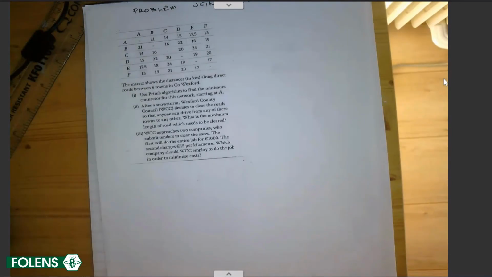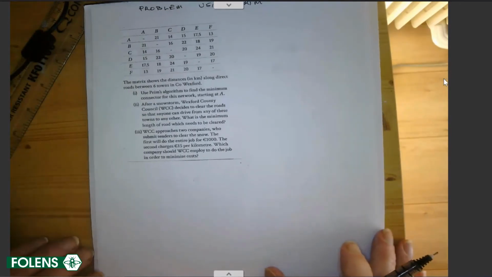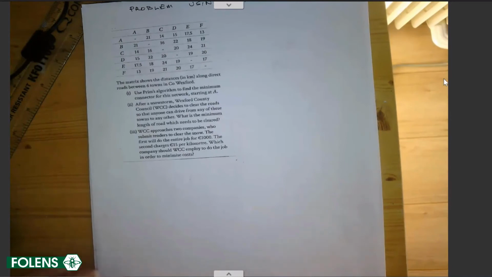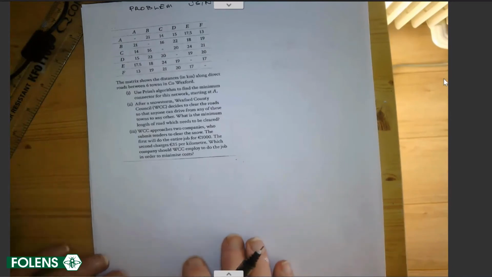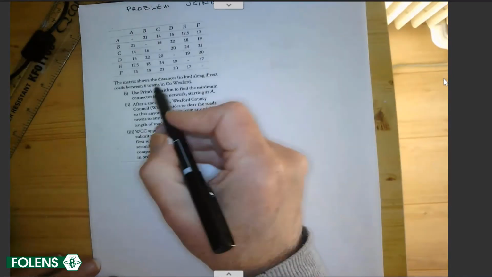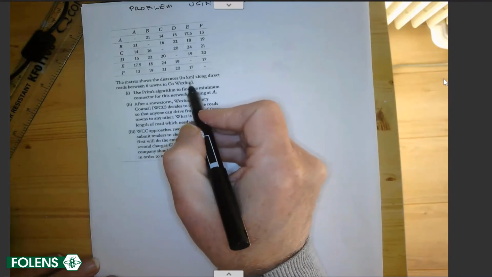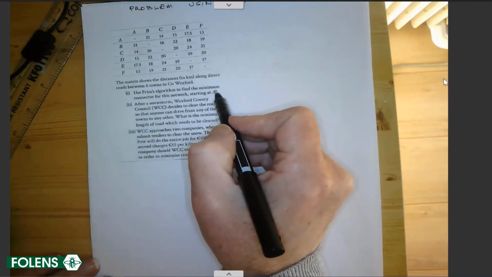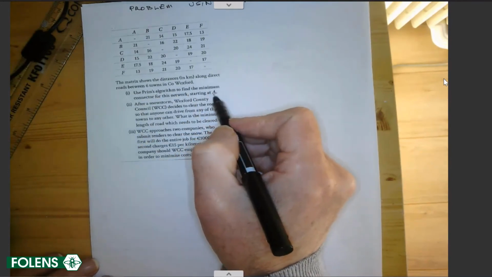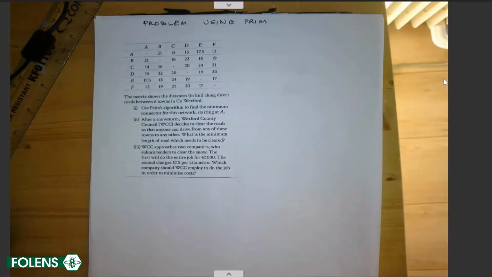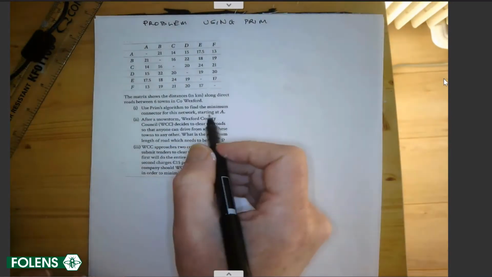Here's a problem that uses the matrix method from the Leaving Cert. The matrix shows the distances along direct roads between 6 towns in Wexford. Use Prim's algorithm to find the minimum connector. That is another word for the minimum spanning tree. And you have to start at A.